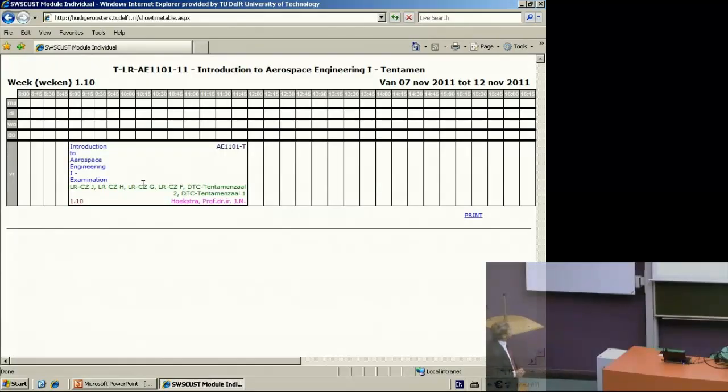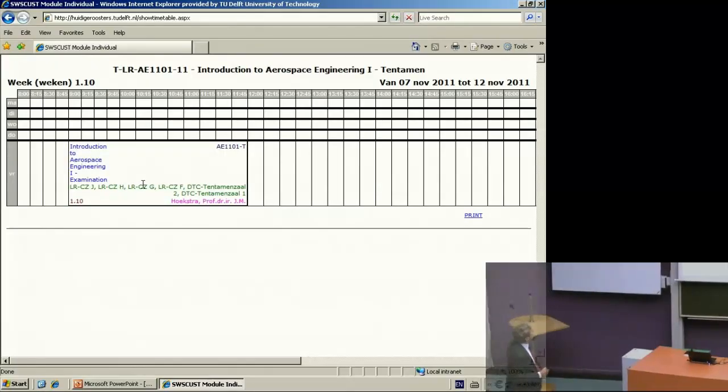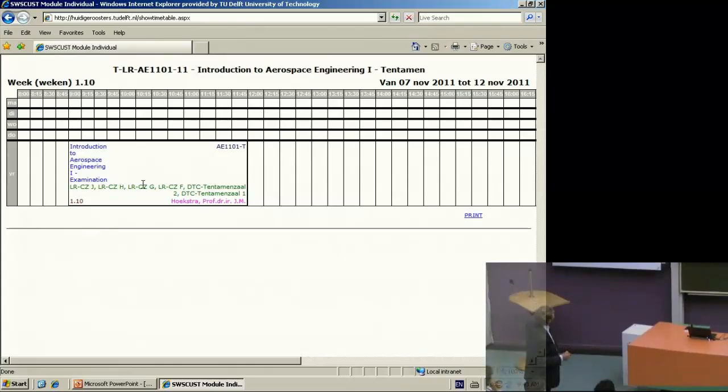This is the Dutch page, but it says from 7 till 12. This is from Sunday to Saturday. So the Friday, I think, is November 11, right? November 11 in the morning from 9 o'clock till, what does it say? 12 o'clock. It's from 9 to 12.